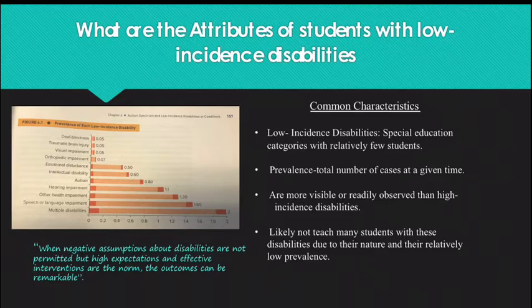Multiple disabilities is actually really common, unlike other disabilities that I feel like are more seen to be disabilities, such as deaf and blindness. I also added this quote here, which was my takeaway from this part of the chapter, that says, when negative assumptions about disabilities are not permitted, but high expectations and effective interventions are the norm, the outcome can be remarkable. I think that's a very important statement to take away, especially moving forward into the classroom.